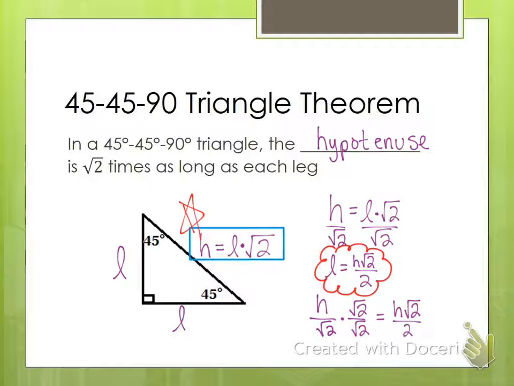Questions, concerns about the pattern in a 45-45-90 triangle? Of course, it should go without saying that if you have a 45-45-90, the legs are always going to be the same, because it is, again, an isosceles triangle. So your legs will always be the same length in a 45-45-90. Questions, concerns, need more time?